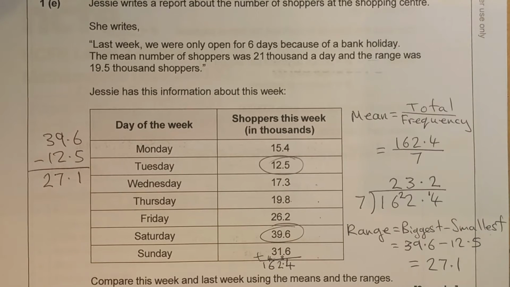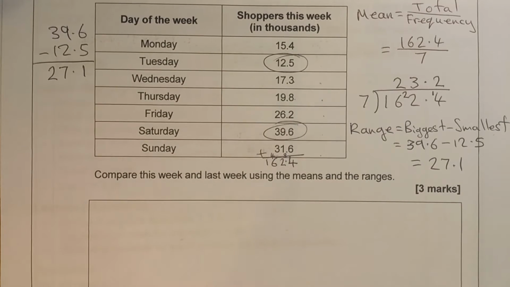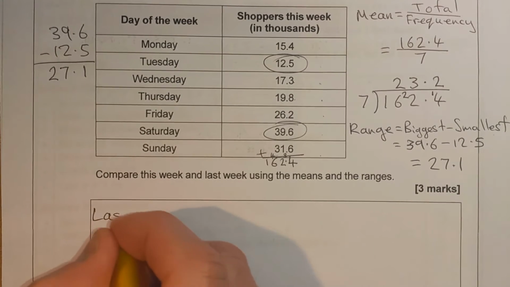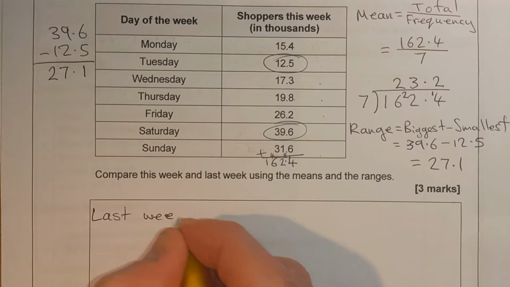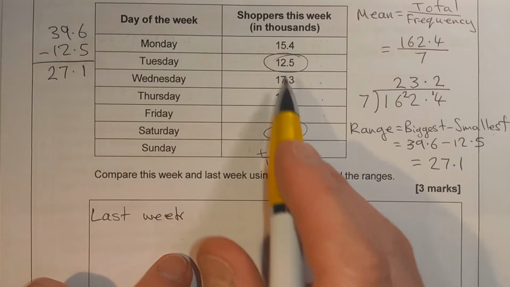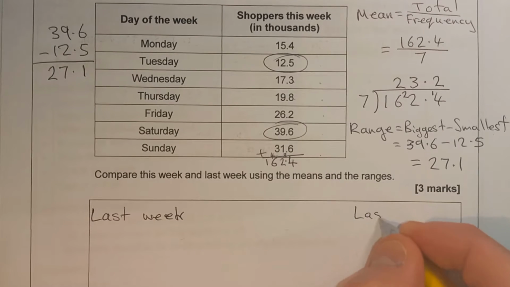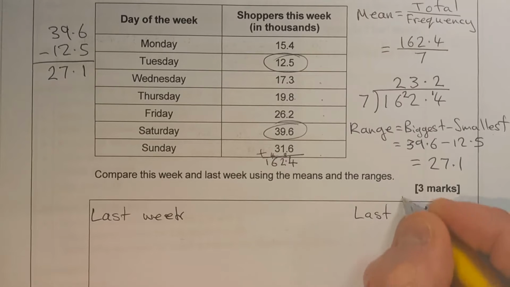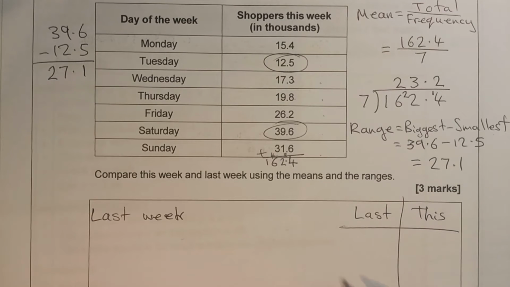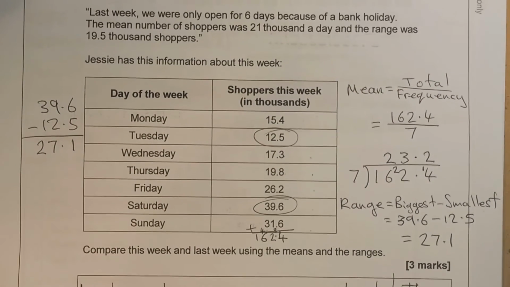Now, they've asked us to compare this week and last week using the means and the ranges. Okay, so what have we got last week? What's quite nice to do is to do a little table for us, okay? So we've got the mean and we've got the range. Then we can see all the information together, okay? So let's just move back up here.